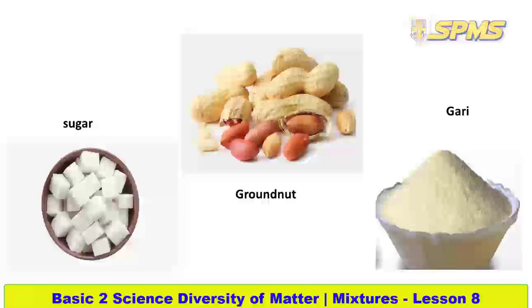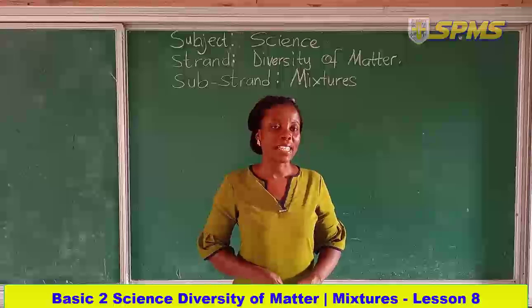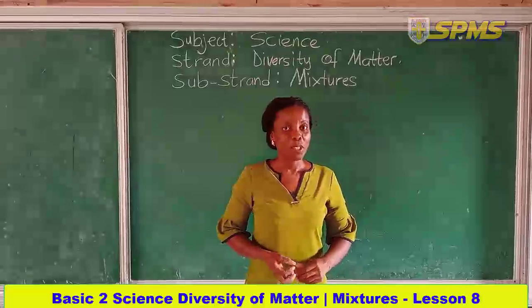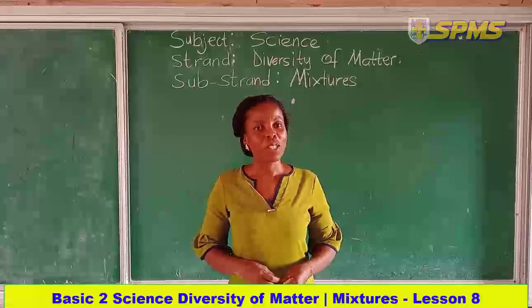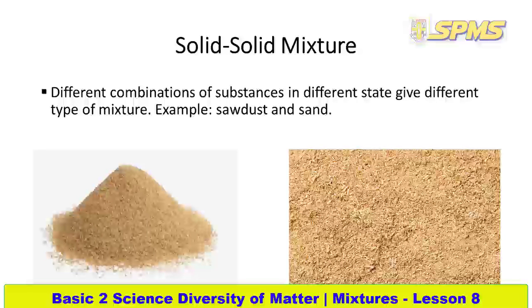So the picture you see there shows examples of things that you can put together. We have gari, sugar, granite, sand, stone, nail, charcoal. They are some of the substances you can put together. Most of them are solid. Alright, so if most of the examples you see on your screen are solid, then we are going to talk about the solid mixture.